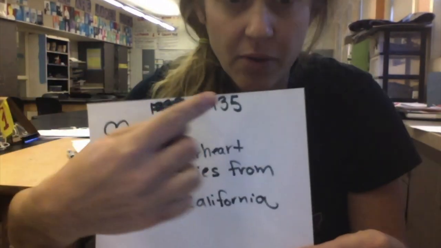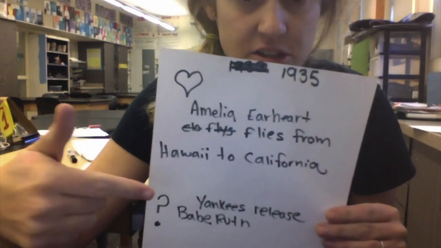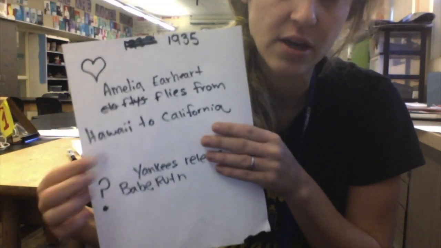You're gonna write your year, so this is 1935, and you're gonna find at least 2 hearts and 2 question marks that you think are interesting. So I put a heart by the Amelia Earhart one, and I also put a question mark by the one about Babe Ruth. It can be from any year, it doesn't have to be the same year, but you do need to write the year that it's from.